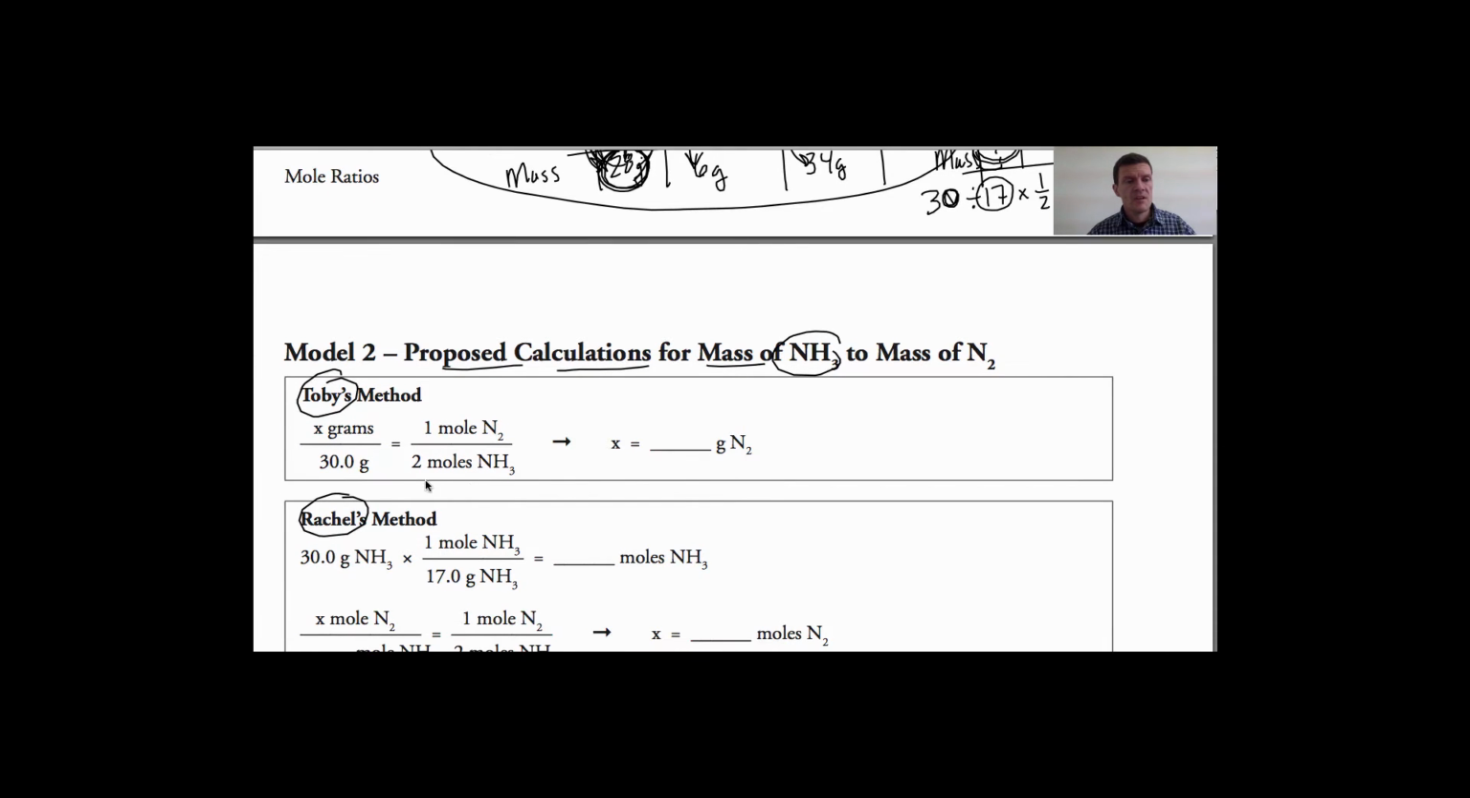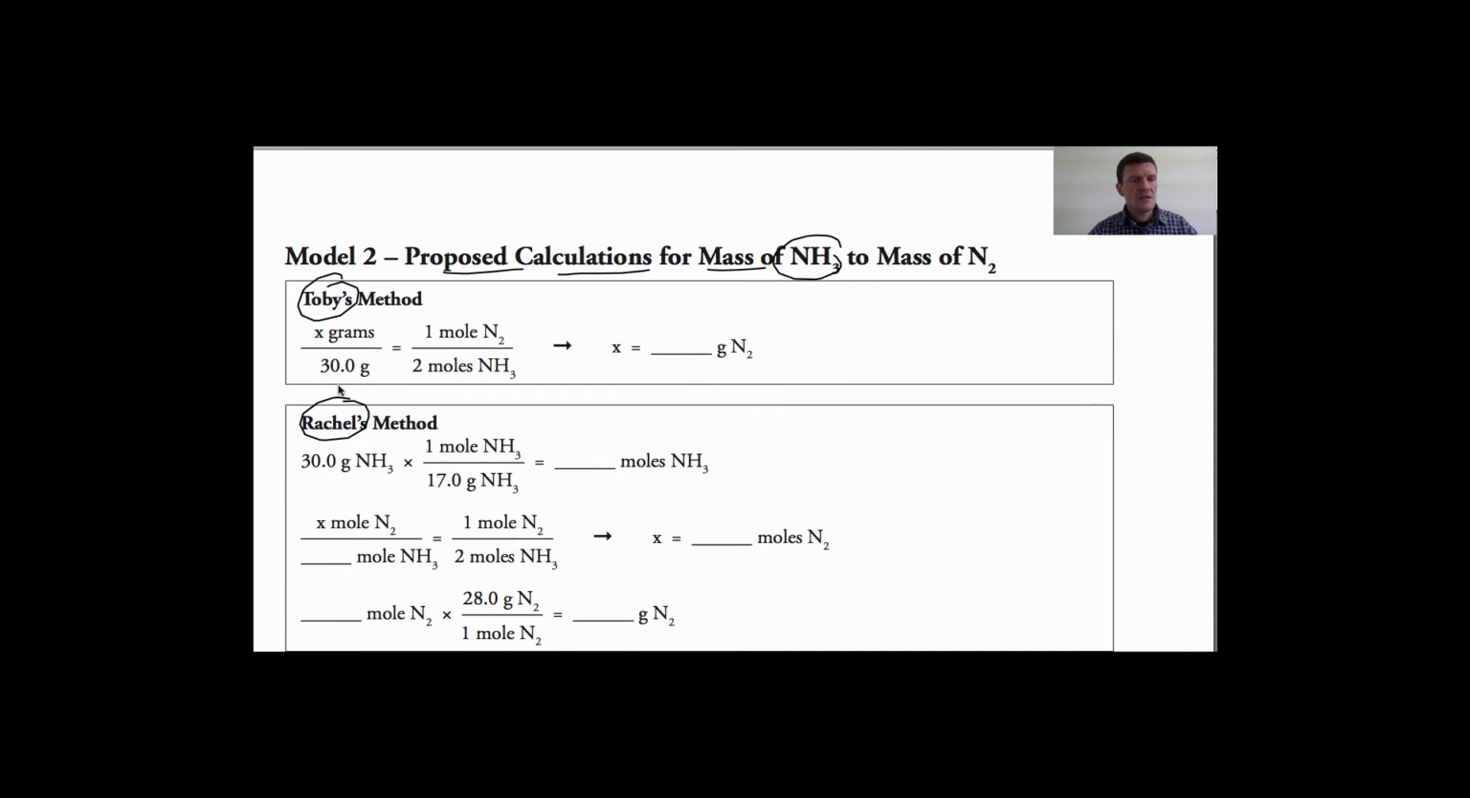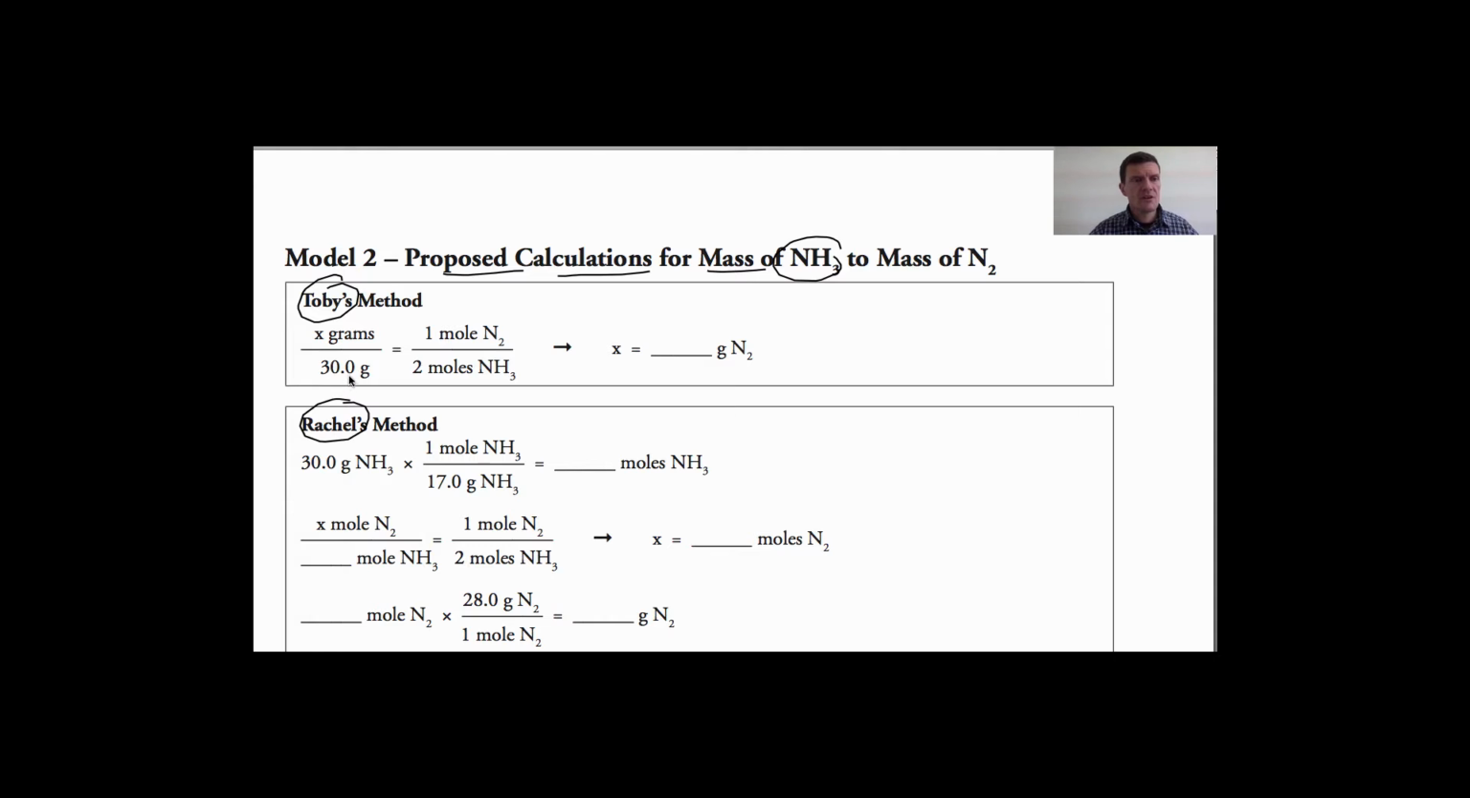All right, so this one here, you can see right away, they are setting up a ratio of gram masses and equating it to the ratio of moles. Can't do it. These coefficients are mole ratios. They are not mass ratios. That is the problem with this one.